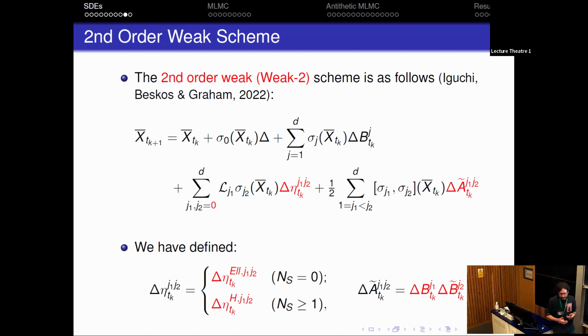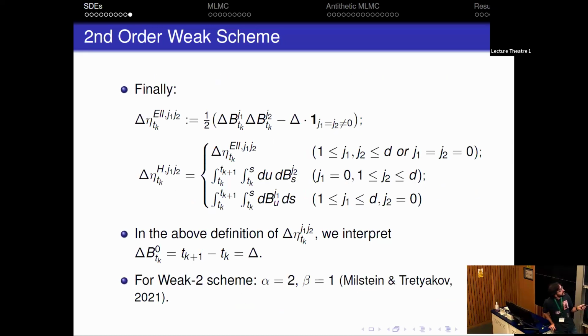The way to do this is not difficult actually. You just play with some moment matching conditions, so it's relatively standard SDE theory. There are some expressions here. In the elliptic case, there is this term here, which looks quite a lot like the term we get from the Milstein scheme. In the hypo-elliptic case, there are some extra terms that we have to take into consideration. All right, so that's it.